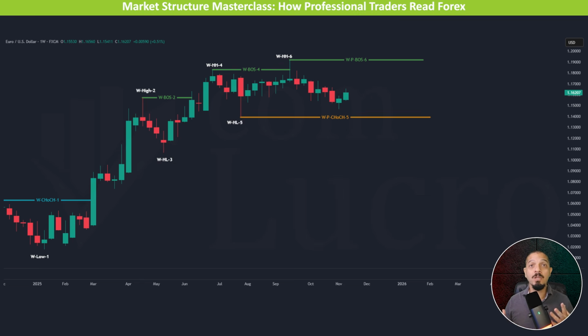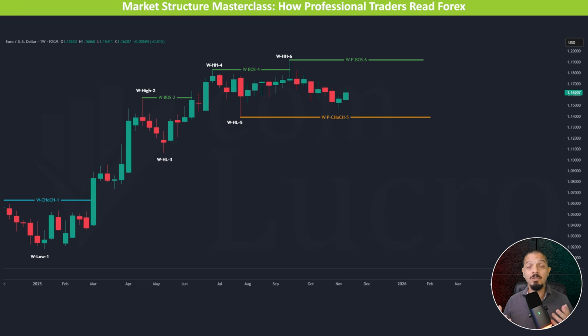Several important structural events occur throughout this development. The first is Weekly Change of Character 1. This event marks the transition from the previous bearish structure into the beginning of a bullish structure. Next, we see Weekly Break of Structure 2. This event confirms that the market is no longer simply reversing. Instead, it is now forming a clear bullish trend.